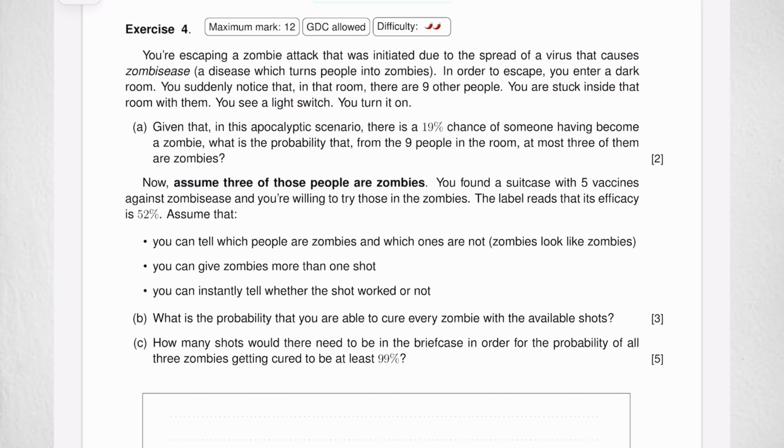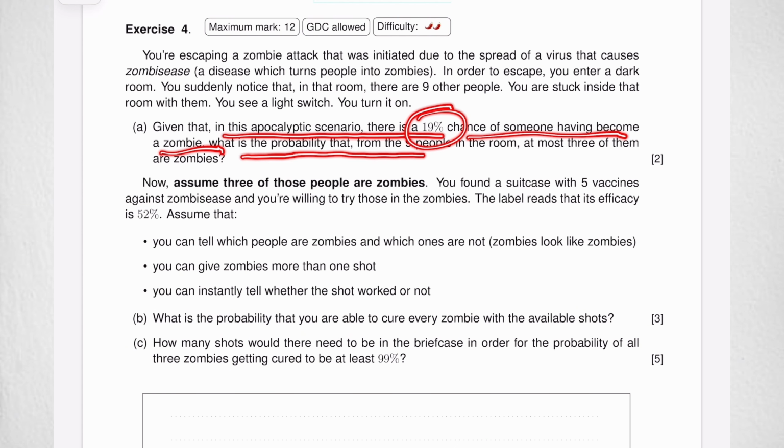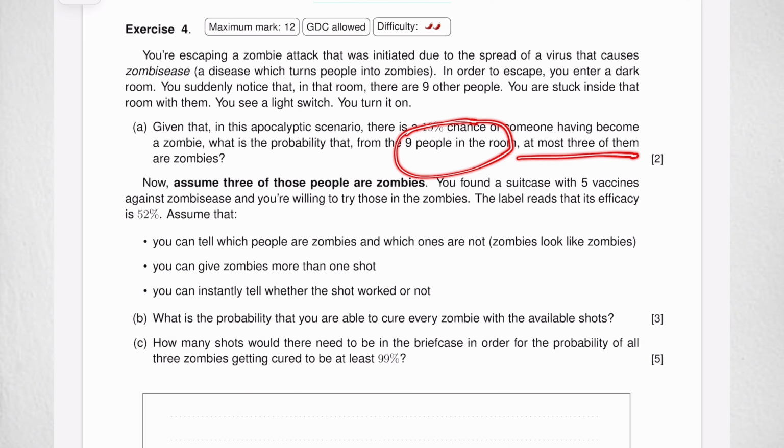Now, given that in this apocalyptic scenario, there's a 19% chance of someone having become a zombie, and by the way, you're not a zombie, don't worry. What is the probability that from those 9 in the room, at most 3 of them are zombies?